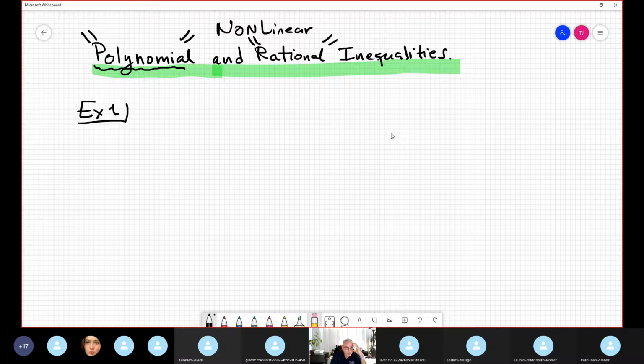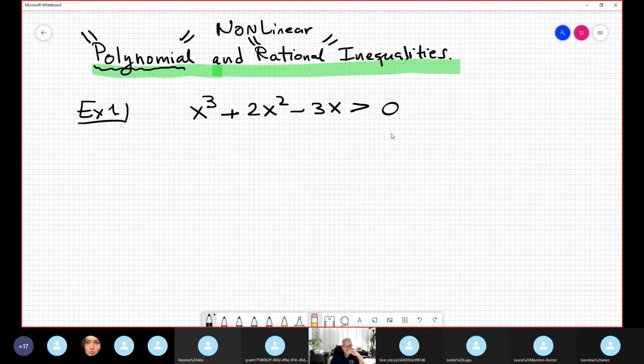Look at that. In example one, we have x cubic plus 2x squared minus 3x greater than 0. This is my inequality. Non-linear because, you know, you are familiar with the linear 2x plus 3 greater than 5. You solve it. This is linear. Forget about linear for a moment. Non-linear. Now, the procedure is a little bit different.